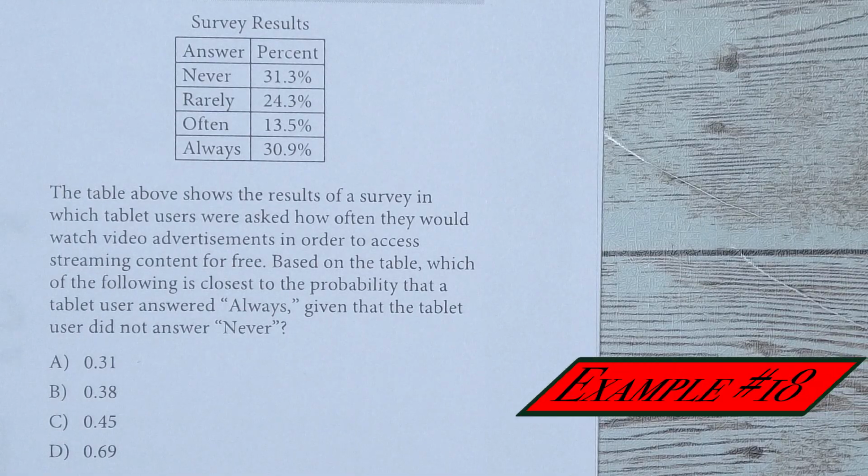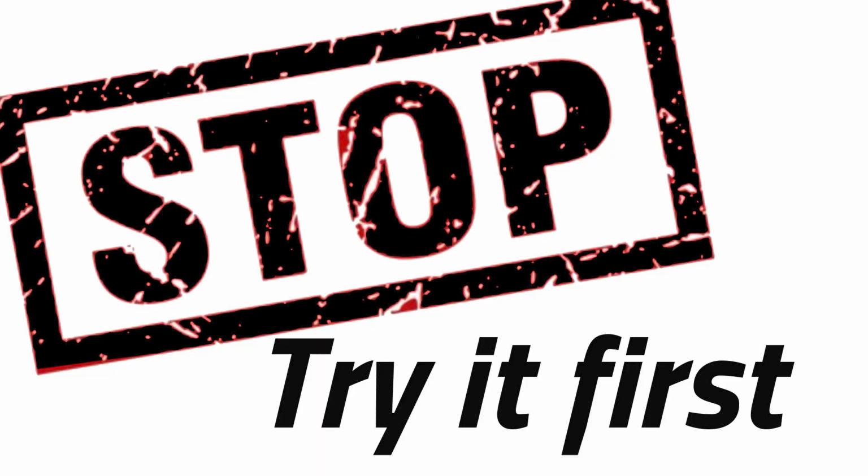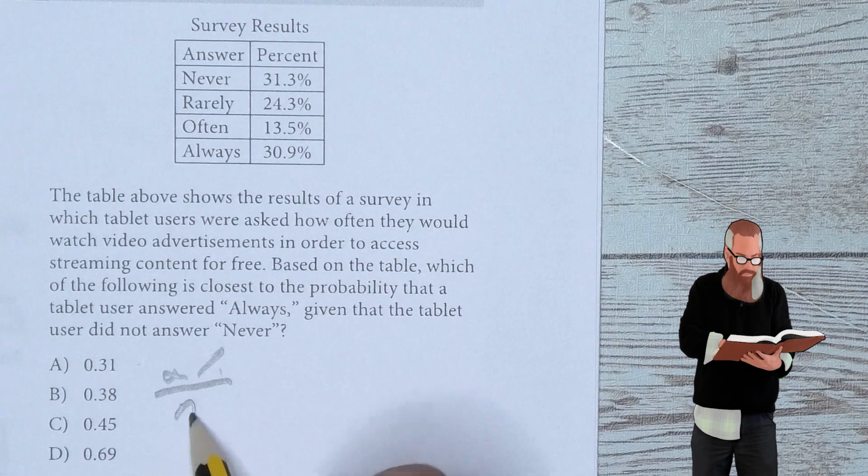The table above shows the results of a survey in which tablet users were asked how often they would watch video advertisements in order to access streaming content for free. Based on the table, which of the following is closest to the probability that a tablet user answered always, given that the tablet user did not answer never? So we're really looking at an always over a never.